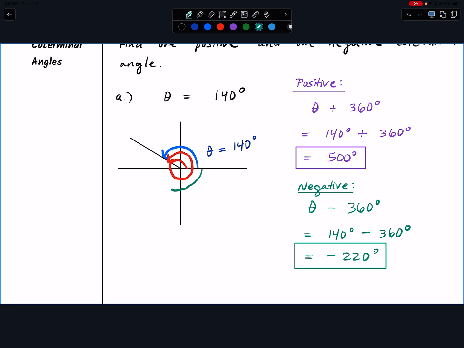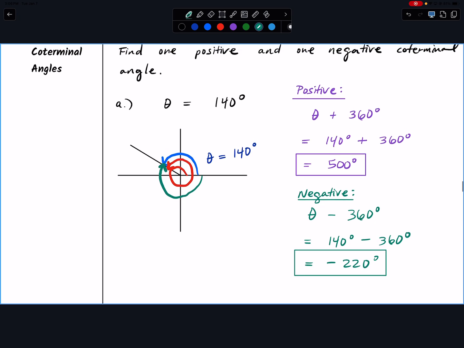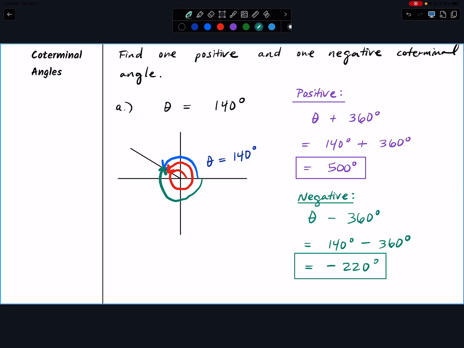So negative 220. This is negative 180. So another 40 degrees would be something like that. Okay? Yes, negative angles go clockwise.